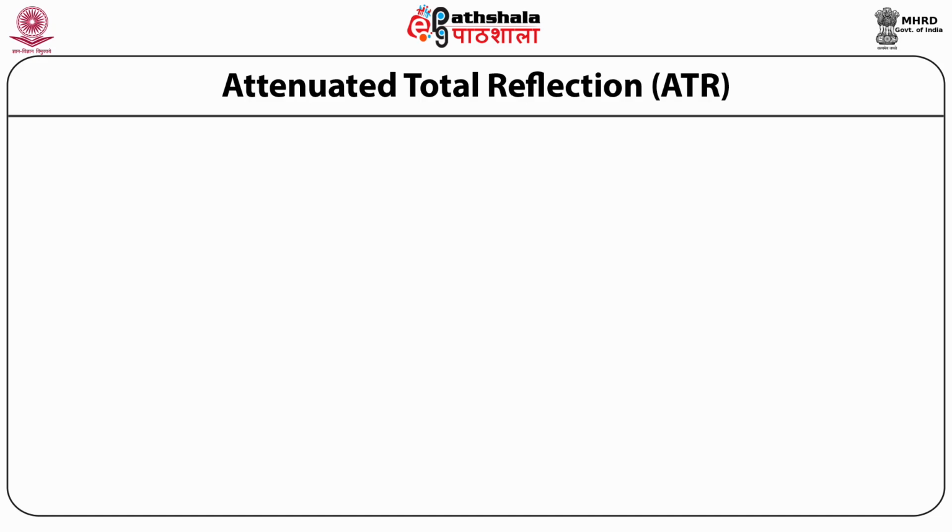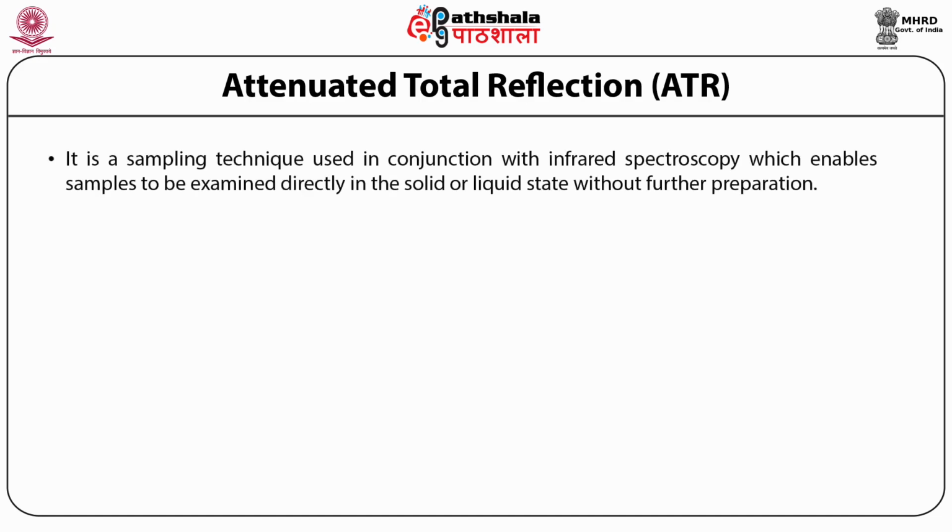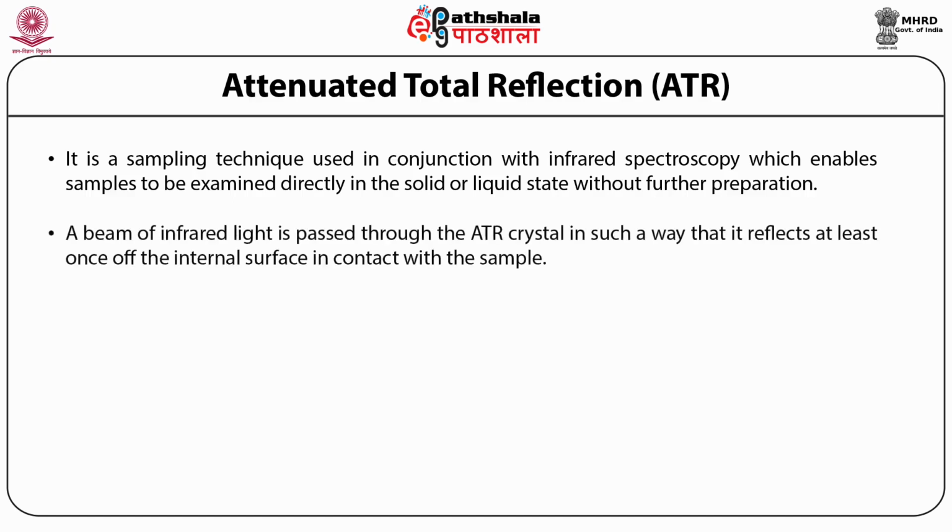Attenuated total reflection (ATR) is a sampling technique used in conjunction with infrared spectroscopy which enables samples to be examined directly in the solid or liquid state without further preparation. ATR uses a property of total internal reflection resulting in an evanescent wave. A beam of infrared light is passed through the ATR crystal in such a way that it reflects at least once off the internal surface in contact with the sample. This reflection forms the evanescent wave which extends into the sample.